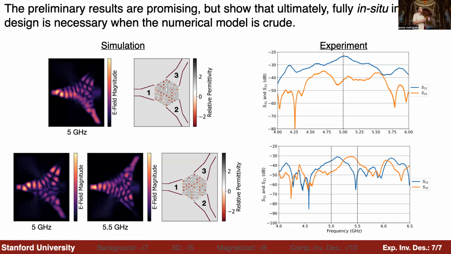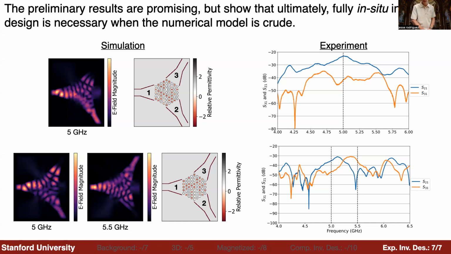Because we have these properties, we can do this optimization, this inverse design process, fully in situ, which will help us both when the numerical model is crude in these two-dimensional configuration devices, but it also allows us to go forth and use those magnetized elements and those 3D architectures, and hopefully eventually arrive at this plasma-based optical computer that performs really complex computing tasks.